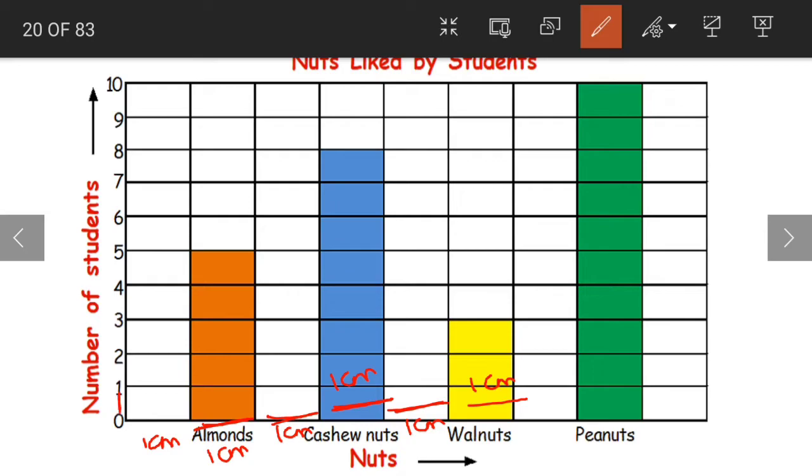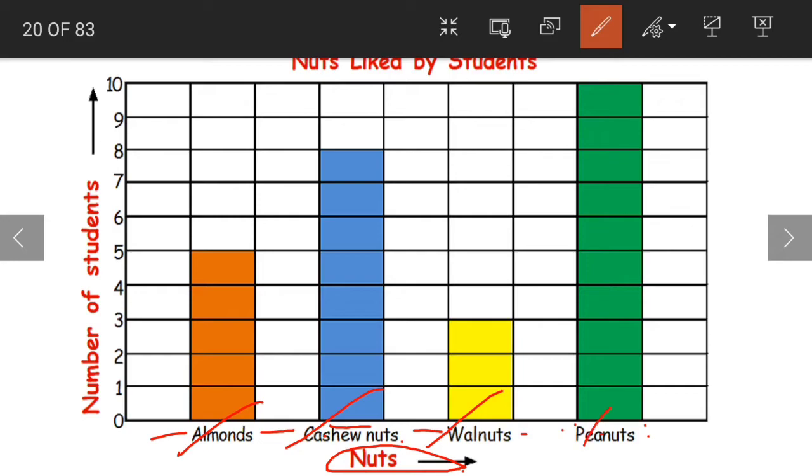Even the numbers also 1 centimeter. After 1 centimeter, write 2. After 1 centimeter, write 3. After 1 centimeter, write 4. Like this, make sure that the distance is the same between all the bars. Now what should we do? On the horizontal line, we are taking the different types of nuts: almonds, cashew nuts, walnuts and peanuts. On the vertical line, we are taking the number of students from 0 till 10.